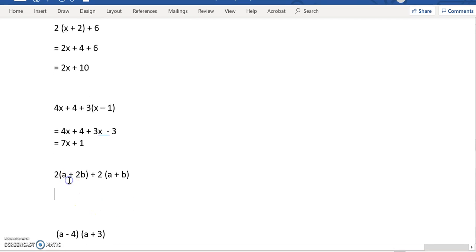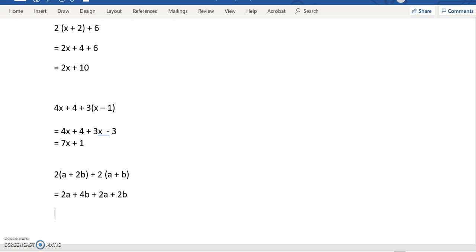Next question. We've got two sets of brackets here, so the first thing we're going to do is multiply the two sets of brackets out and see where we get to if we can simplify further. So starting with these first brackets, 2 times a is going to be 2a, plus 2 times 2b is going to be 4b, and then 2 times A is 2A, plus 2 times B is 2B.